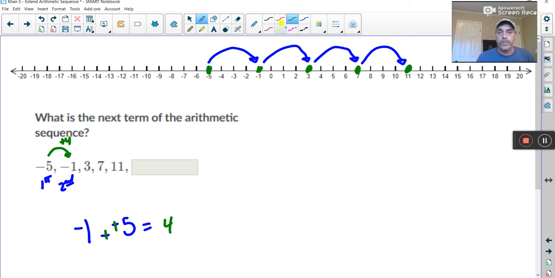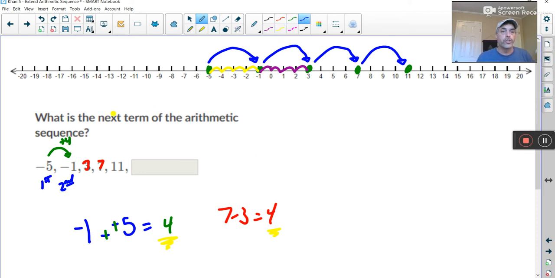If I come up here to my number line, I can also think about 1, 2, 3, 4 gets me there. 1, 2, 3, 4 gets me to the next term. So it looks like I can use a number line to visualize it. I could also use subtraction. Subtraction works from any 2 terms in the sequence. If I look at 7 minus 3, each time I use subtraction, I'm getting that same 4, that common difference.